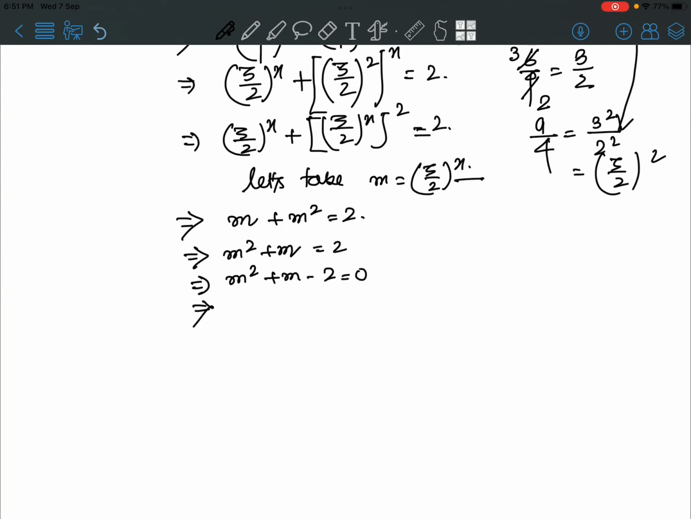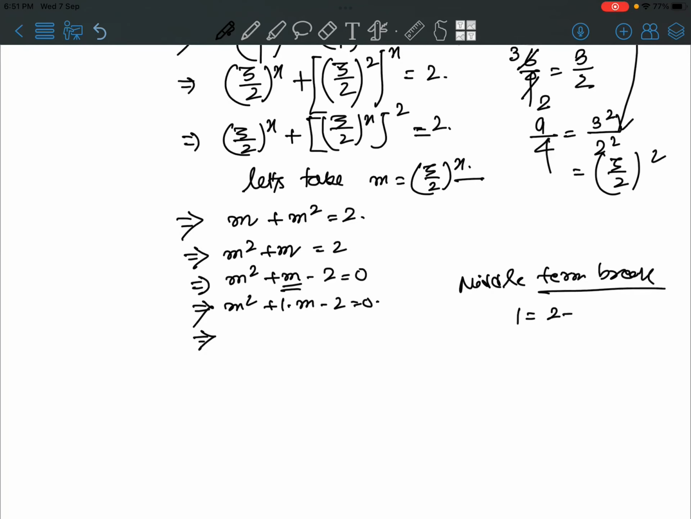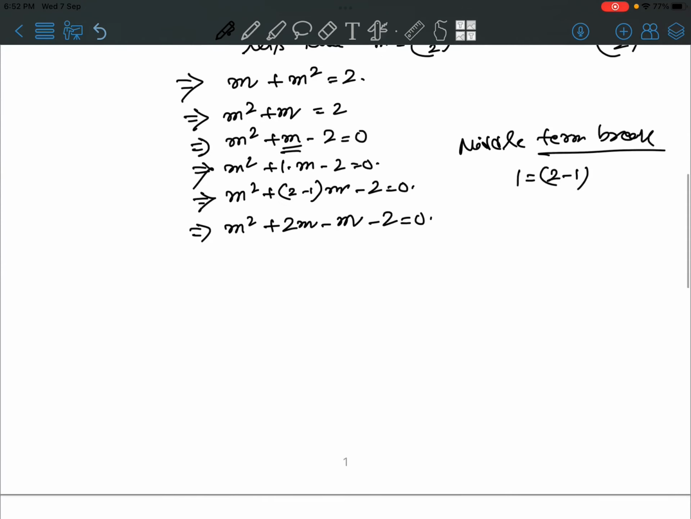We are going to factorize this quadratic equation by middle term break. What is middle term break? Middle term break means in the middle term we have m, the coefficient of m is 1, and how are we going to break it? How are we going to get the 1? 1 can be written as 2 minus 1. So m squared plus (2 minus 1) into m minus 2 equals 0. So m squared plus 2m minus m minus 2 equals 0.